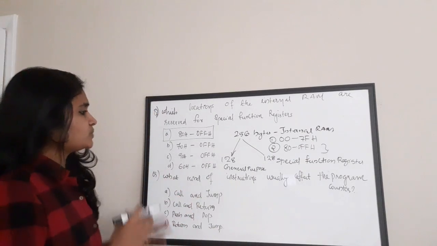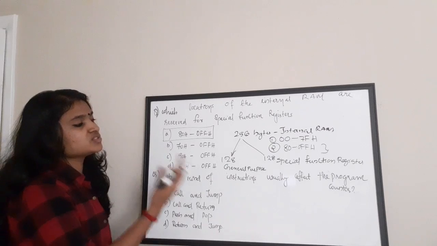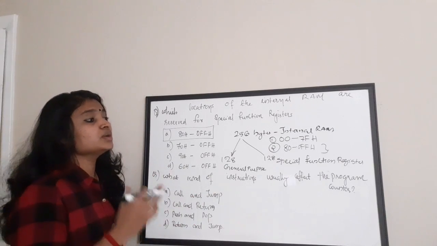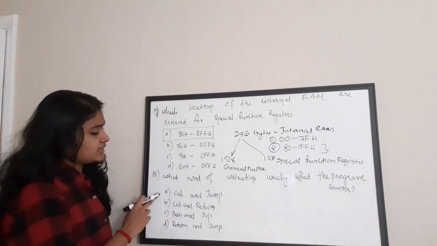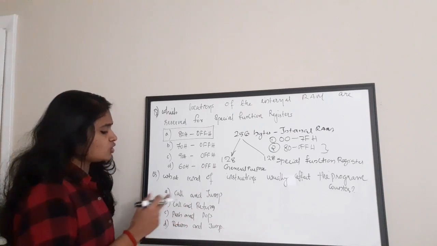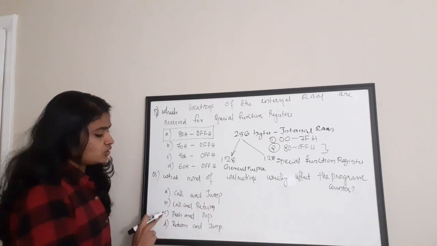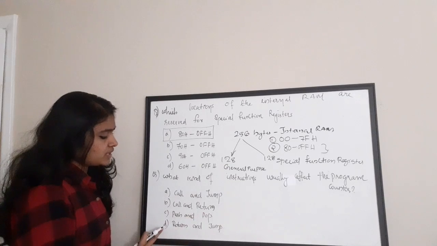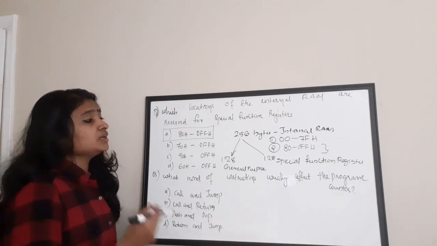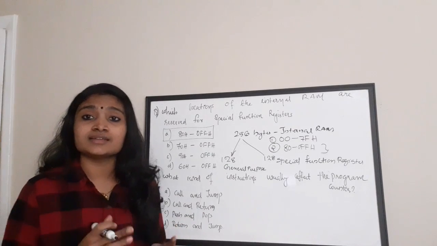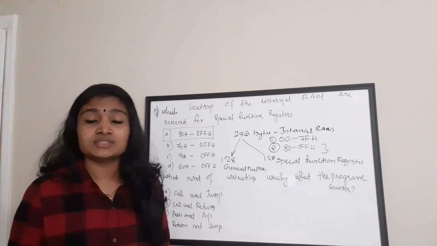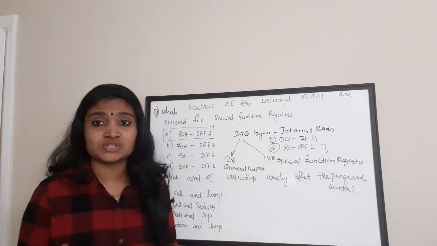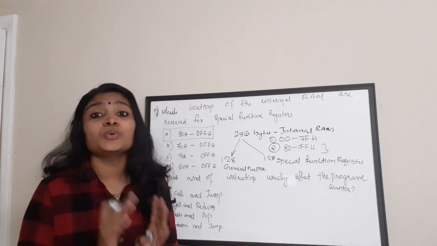Let's see what is the next question. What kind of instructions usually affect the program counter? Option A, call and jump. Option B, call and return. Option C, push and pop. Option D, return and jump. Now, in this question, they are asking about some instructions, and which of them affect the program counter.